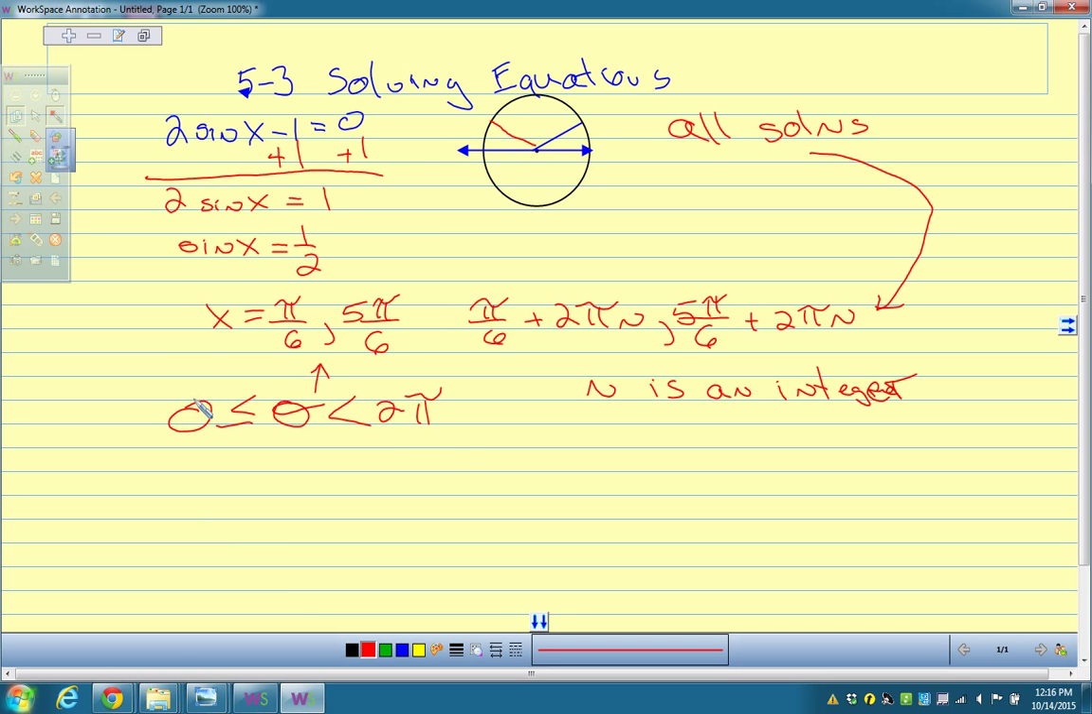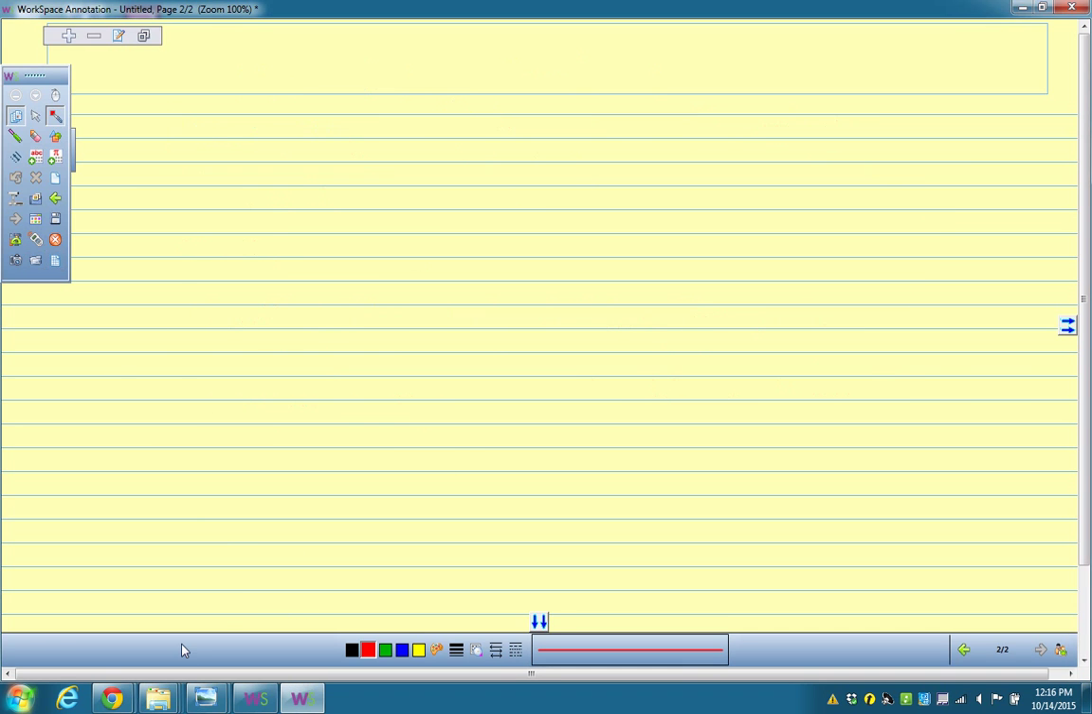Okay. So next one. The next type of problem that you will encounter, so if they say solve on 0 to 2 pi, so let's just solve this on 0 to 2 pi. Sine of x plus root 2 equals negative sine of x. Okay? Anyone have any ideas how to solve that one?